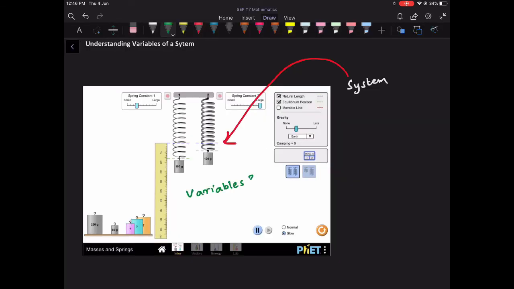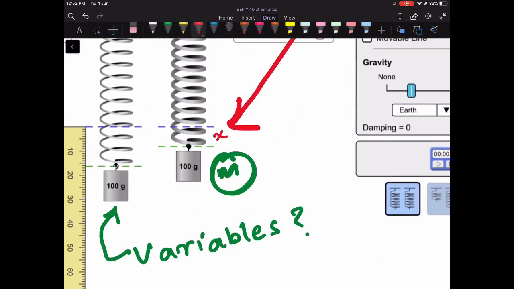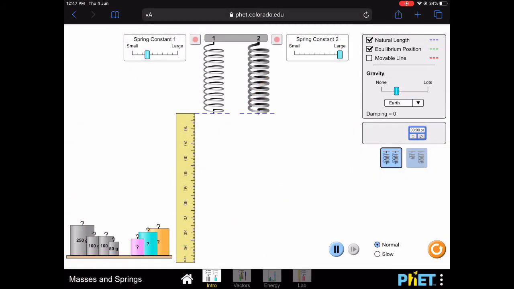However, before that, let us revise what the variables in this system are. The first one is obvious. Since mass can take many values, it is one of the variables. What is the second variable? The second variable is the extension that occurs in the spring. The extension changes with changes in mass. Let us see how different masses affect the extension.